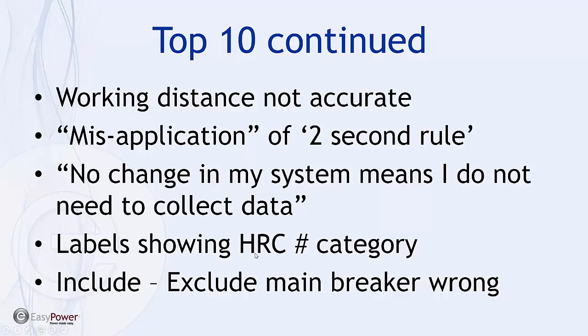What I didn't explain here is that I may not be able to change my existing labels right away, but I want to train my people as soon as possible that instead of looking at the HRC category, I want to be looking at what the calorie level is, because the old labels usually have working distance and calorie rating, and that's where I'm going to be focusing on PPE selection in the future. And then include or exclude the main breaker is very often mishandled, again in part because the data collection may not have considered what the condition of the panel is as we were doing collecting the data.